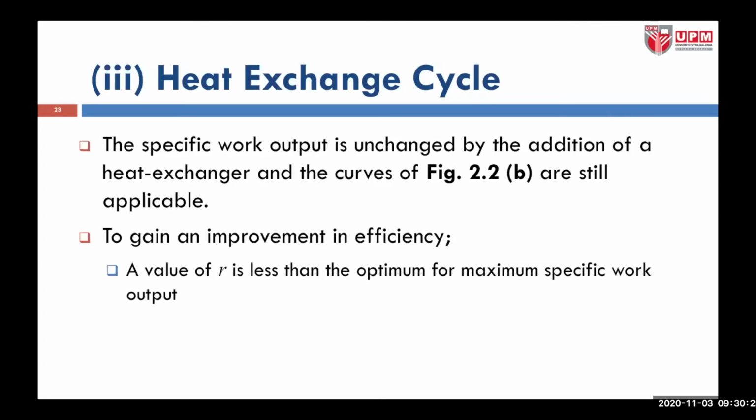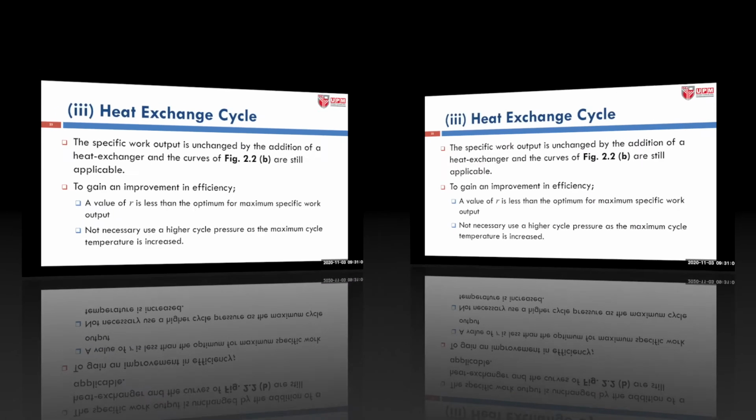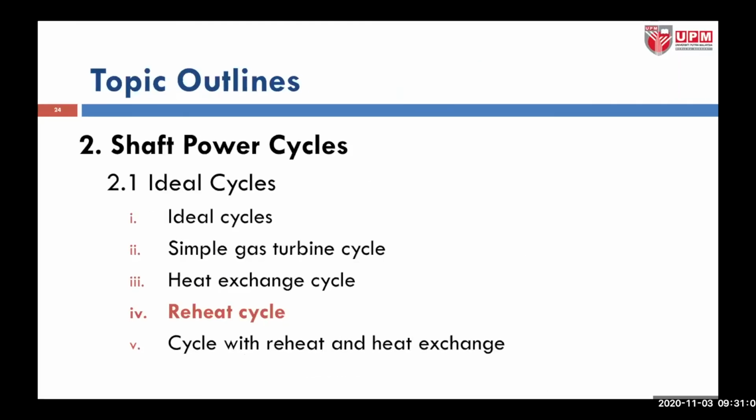Just now we showed figure 2.2b. How are we going to improve the efficiency? By having heat exchange, the value of R, the pressure ratio, should be less than the optimum for maximum specific work output, W, and not necessarily use a higher cycle pressure as the maximum cycle temperature is increased. Later when we deal with an example, probably you can see this point clearly. Then we'll move into the reheat cycle. Just now, heat exchange cycle.